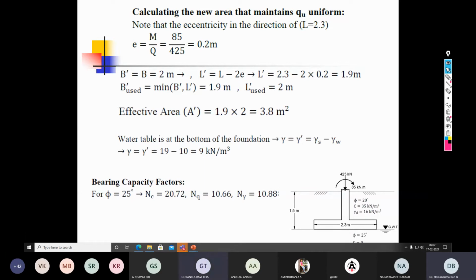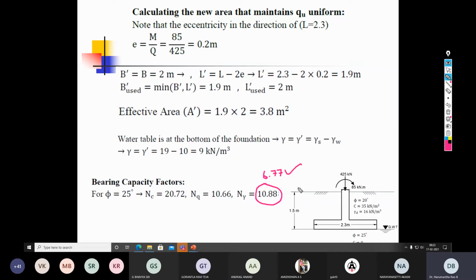Sir, I think N gamma has taken some wrong value from the table. What is the exact value of N gamma? 6.77, sir, for Meyerhof's theory. Okay, just please check it. He was saying N gamma is 6.77. Others may please verify. Yes, sir, same, 6.77. Okay, so please consider 6.77.